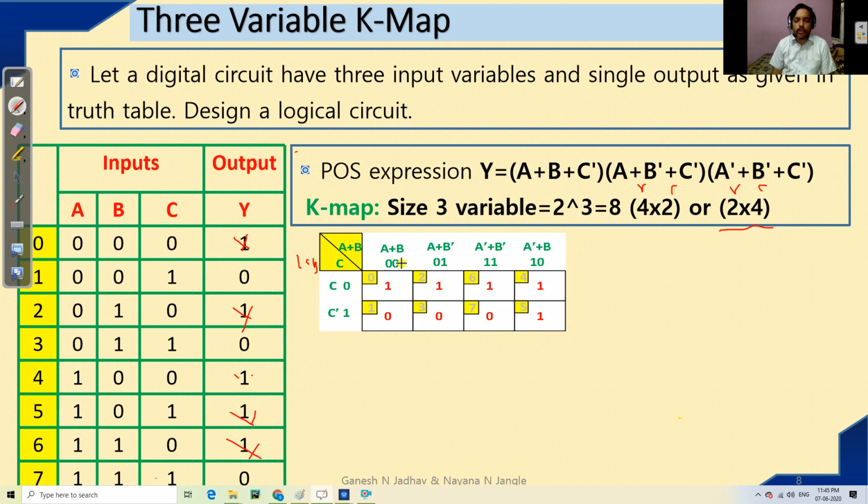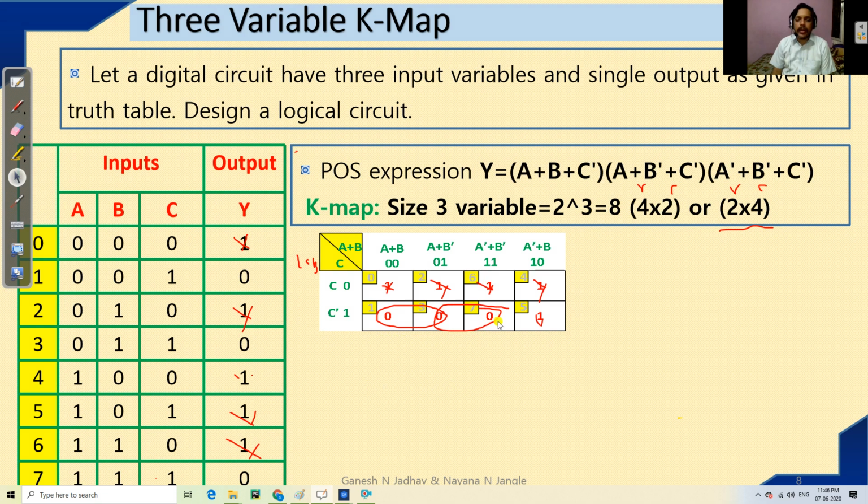See, the output should always be 0. So it is A plus B, A plus B dash, A dash plus B dash, A dash plus B. I am entering all the outputs in this. Don't bother about this 1 1 1 output; only the 0 combinations are important. I have to make groups: a group of 8 is not possible, a group of 4 is also not possible, so I can make a group of 2 adjacent 0s, and another group of 2 adjacent 0s. For each group I have to write down the max terms.